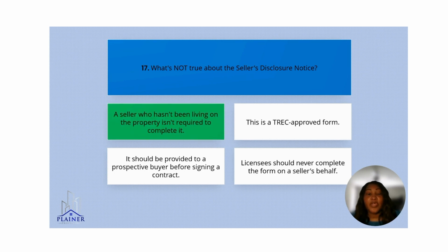And the correct answer is a seller who hasn't been living on the property isn't required to complete one. That is not true because a seller always has to complete a seller disclosure notice.